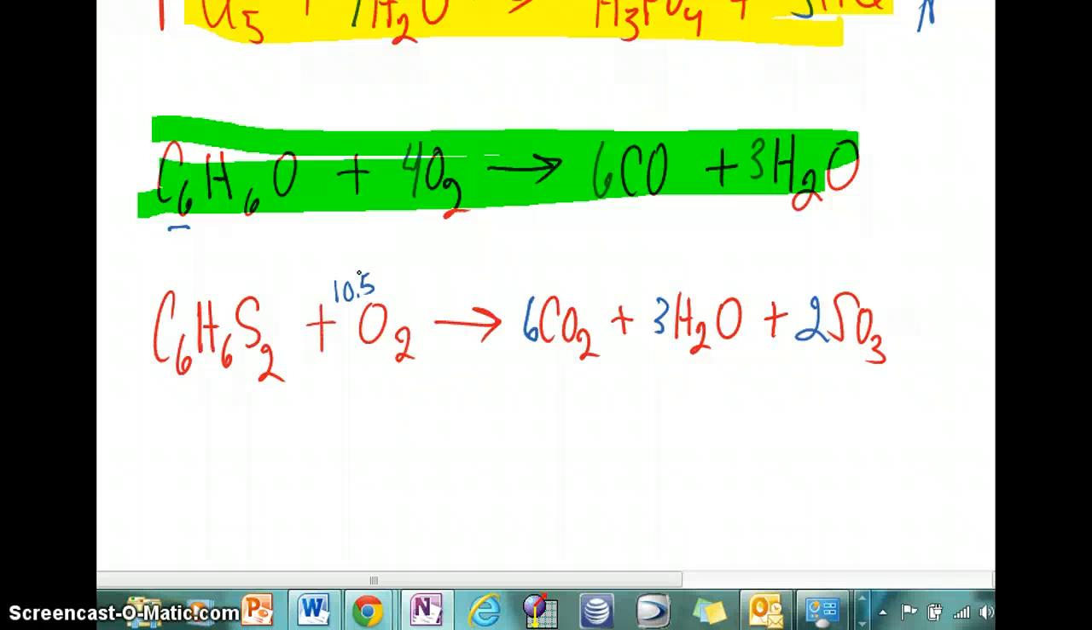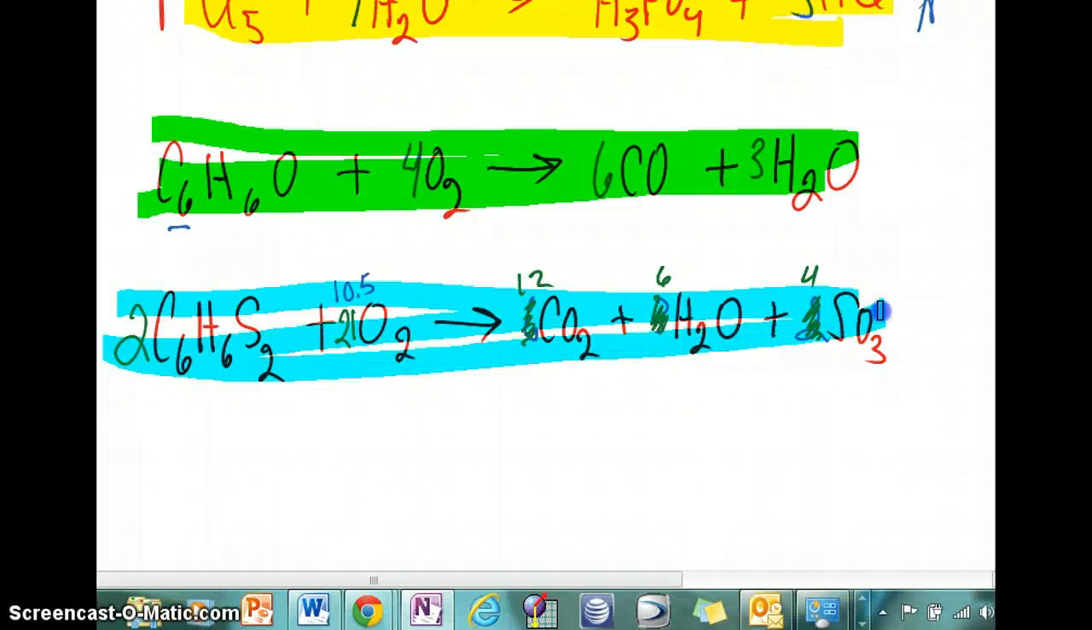So this is the time to go through here with a different colored pen and double everything. This was a 1, so we're going to put a 2 here. This was 10.5, now that becomes 21. This was 6, now this is going to become 12. This was 3, so this is going to become 6. That was 2, so this would become 4. And sure enough, that is the right answer. So let's just highlight this. We did a good job.